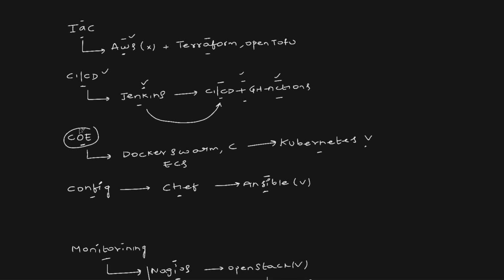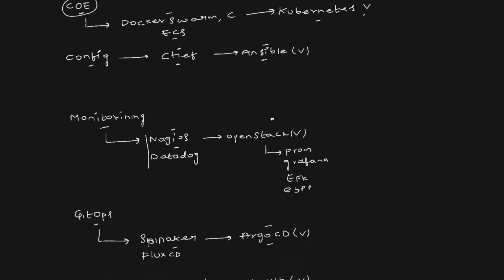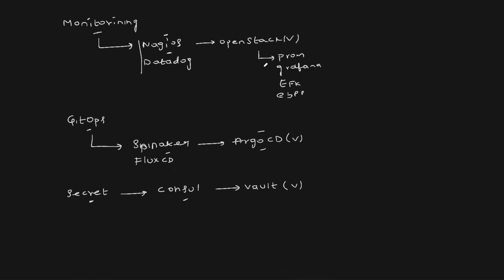Container orchestration engine. Do not go with Docker Swarm, ECS, start your journey with Kubernetes. Configuration management. First of all, I would say you can keep configuration management at the end of your DevOps journey, after completing all the other concepts. And even if you're learning configuration management, do not focus on tools like Chef, Puppet, Salt. Ansible has taken over this space. Today, even in job descriptions, you would only find Ansible.